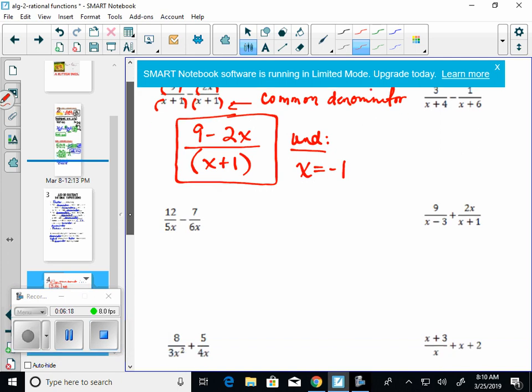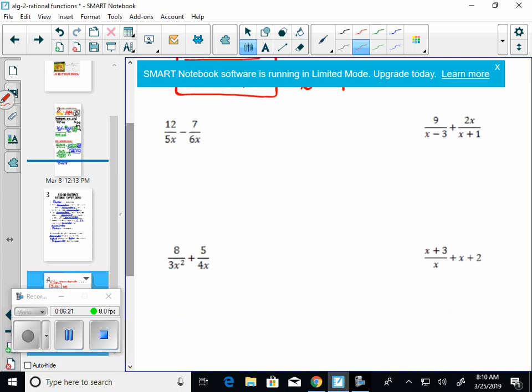Here we go. Let's look at the next one. It says 12 over 5x minus 7 over 6x. Common denominator? No. What could you do to each of those denominators to make them common? What if I multiplied together the 5 and the 6? What would you get? 30. And do they each have an x in them? Yes, so what can I multiply this first denominator by to get a common denominator? 6. So if I multiply the denominator by 6, then I have to make sure I multiply the numerator by 6.